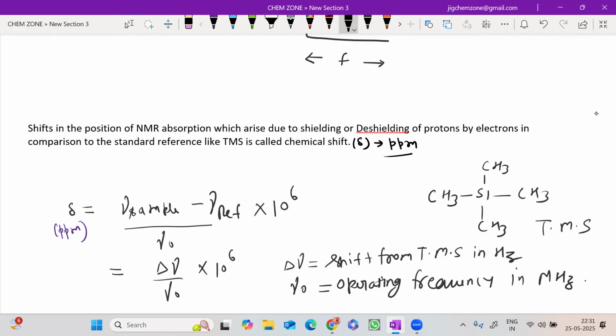So the shift in position of the NMR absorption frequency, you can say, which arises due to shielding or deshielding of protons by the magnetic field of electrons, in comparison to the standard reference like TMS, is called chemical shift.